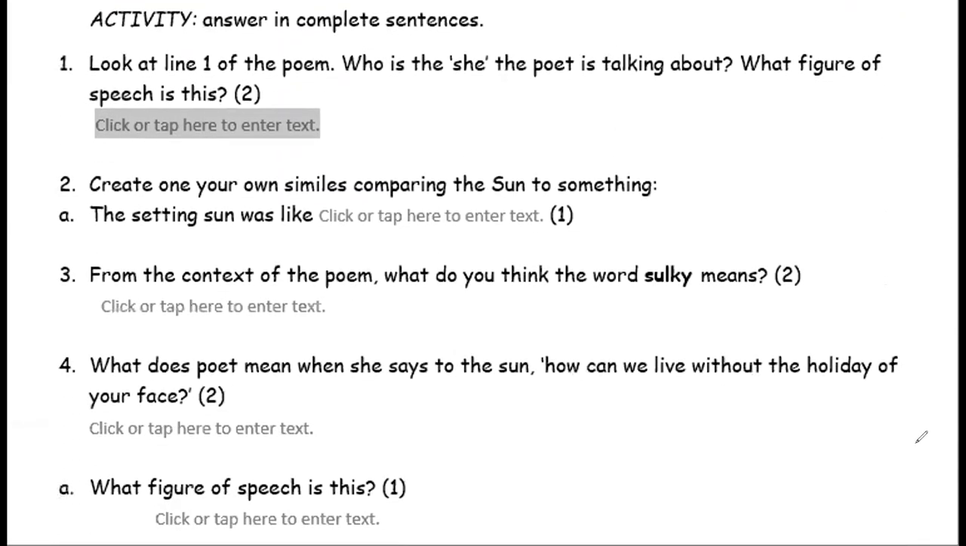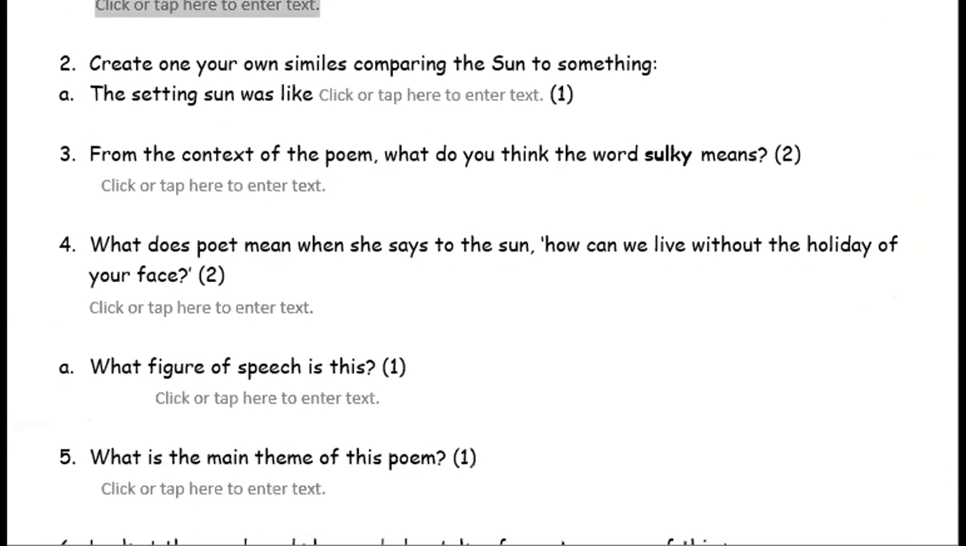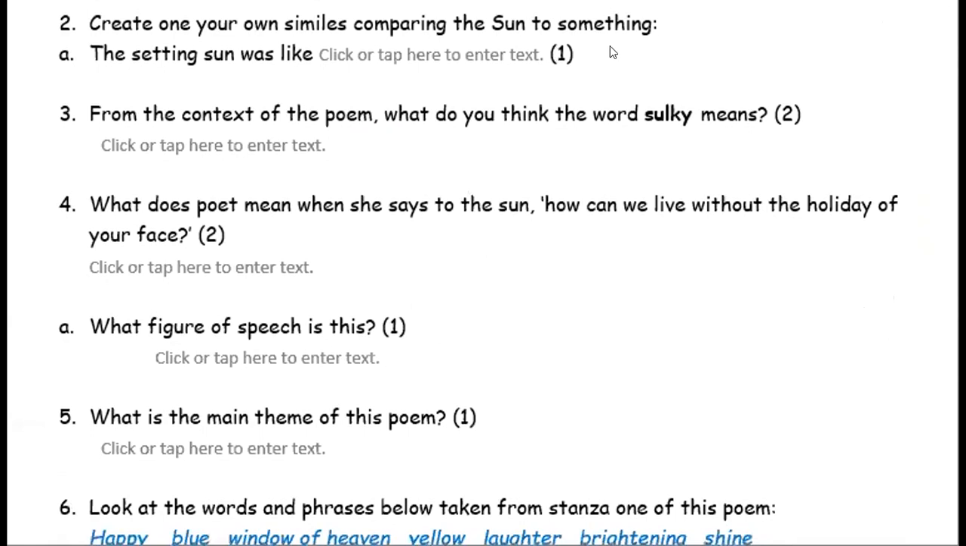Lastly, we are going to be discussing the activity, right, guys? So, number 1 says, look at line 1 of the poem. Who is the she the poet is talking about, and what figure of speech is this? That's pretty simple, and I'm not going to help you guys out with that one. Number 2, create your own similes comparing the sun to something. So you guys, I want you to be creative and complete the simile in this regard. The setting sun was like, and you need to answer the rest of the question.